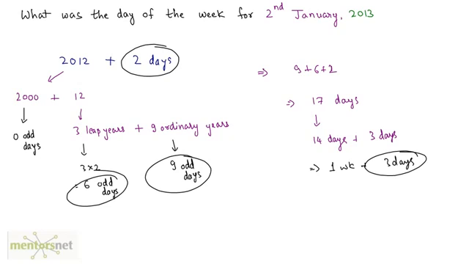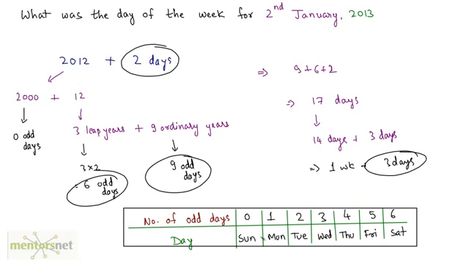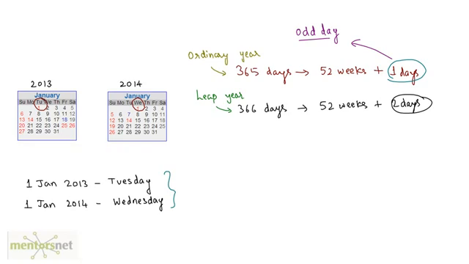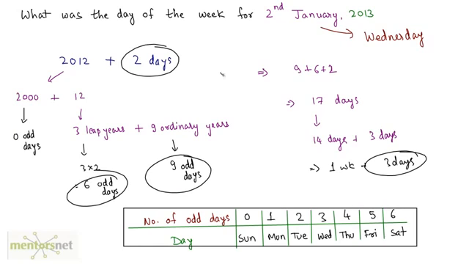To know which day was on 2nd January 2013, we have a table. Let me write it. We have just given a particular number to each day of the week. So if you have the number of odd days as 3, then it's a Wednesday. So 2nd January 2013 is a Wednesday. If you are not sure, let us check it in a calendar. Here we have the calendar for January 2013, and 2nd January is a Wednesday, right? So indeed our answer is correct. This is how you determine the day of the week for any given date.